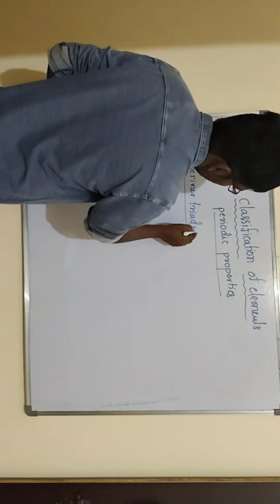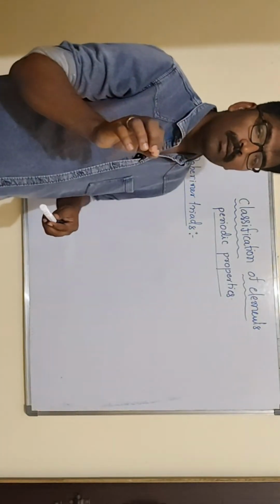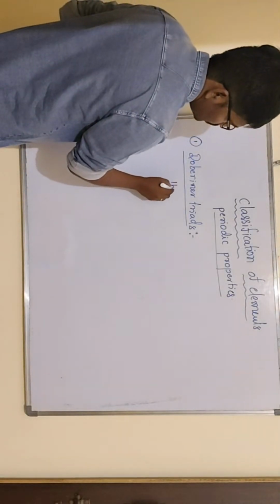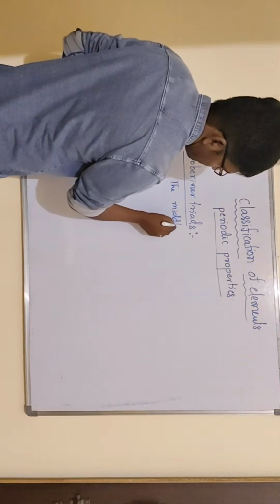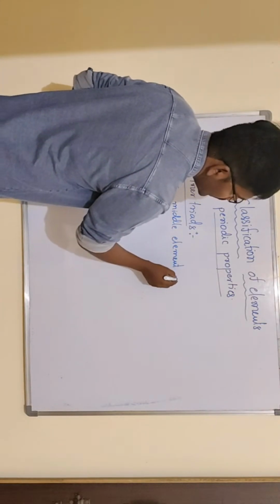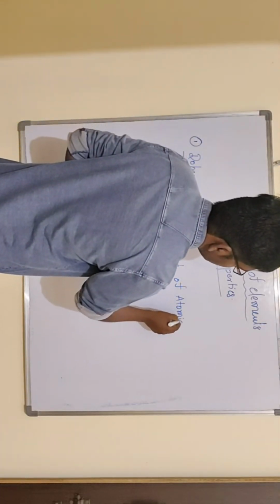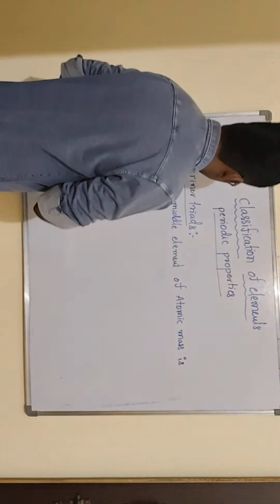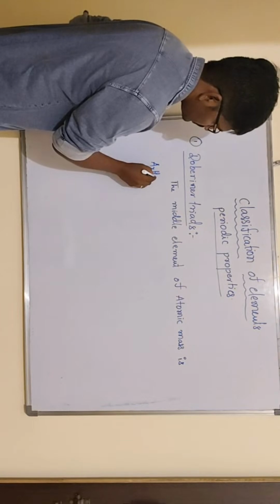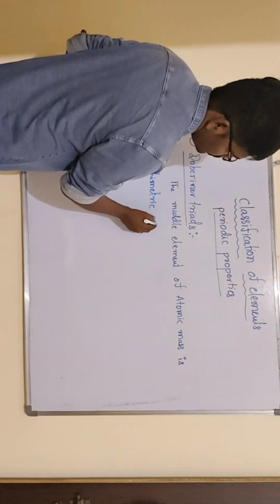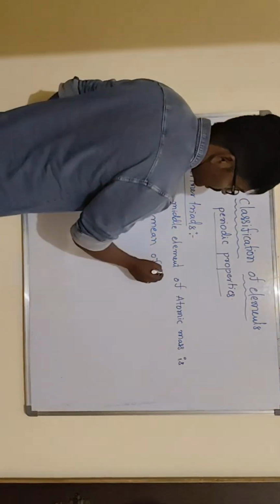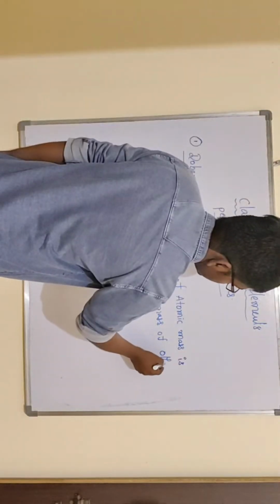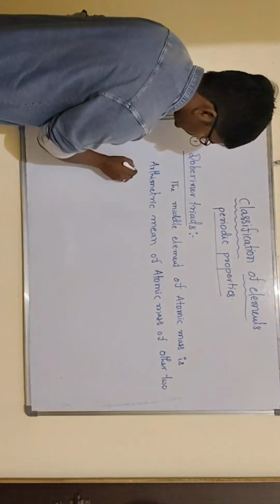According to Dobereiner triads, the atomic mass of the middle element is equal to the arithmetic mean of the atomic masses of the other two elements.